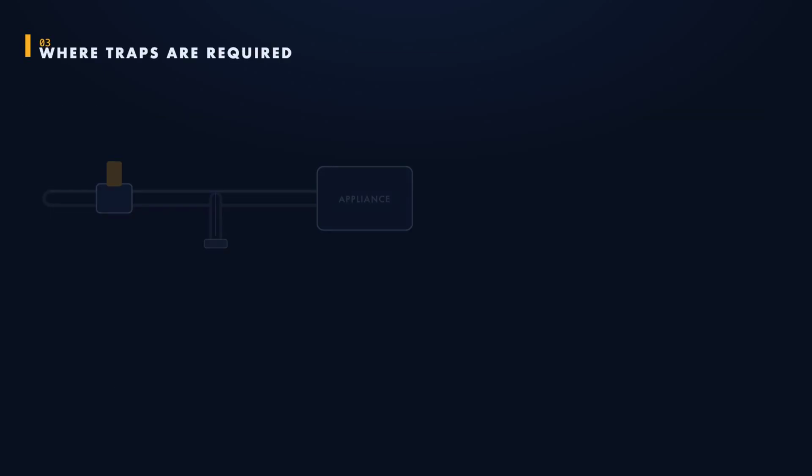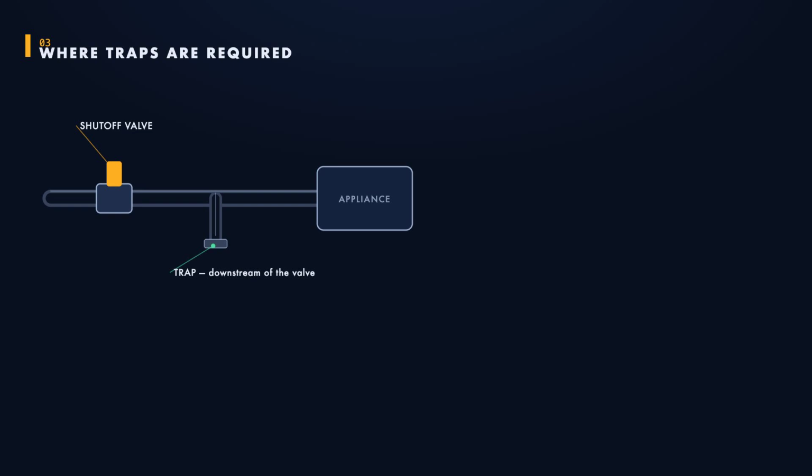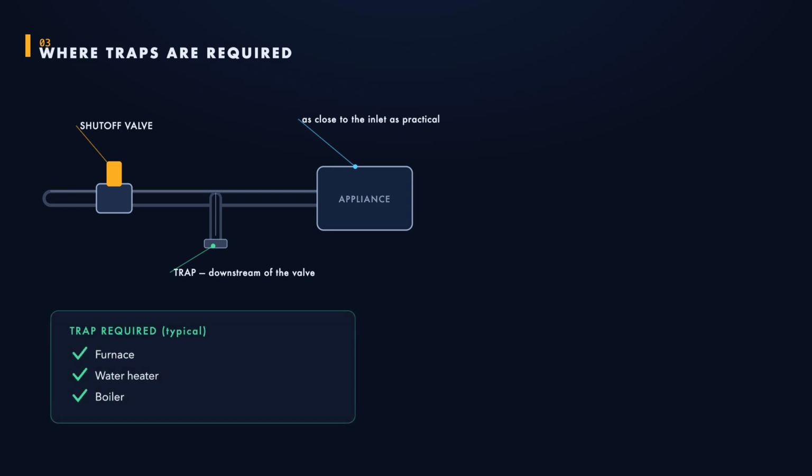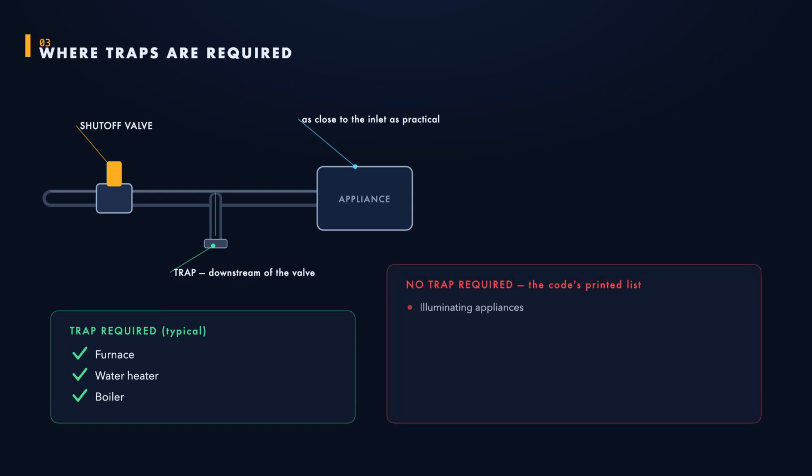Where does the trap go? When the appliance does not have one built in, you install it at the appliance connection, downstream of the appliance shutoff valve, and as close to the appliance inlet as practical, so it protects the controls right behind it. Furnaces, water heaters, and boilers all get one.